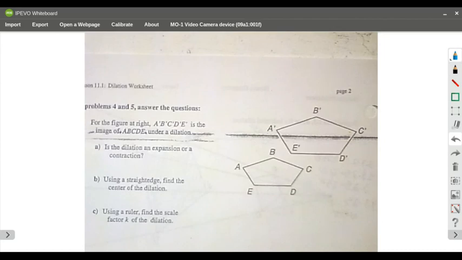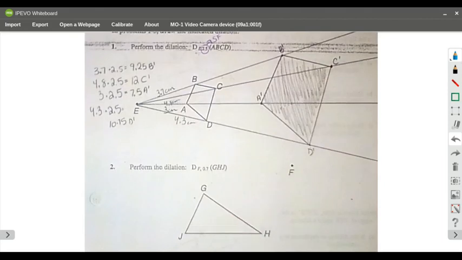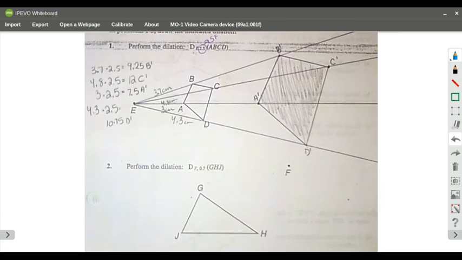And if anyone is interested in practicing this a little bit more, just let me know. I can put some on Classroom or send you some, because there is one like this on your test next week.